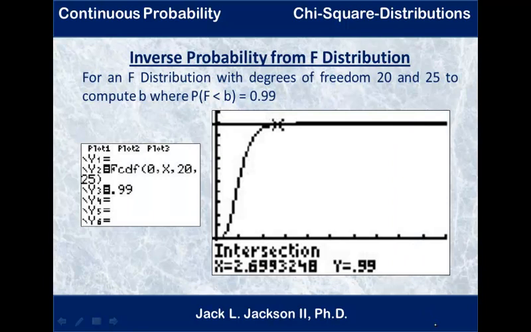Since we don't have an inverse probability function for an F distribution, when we have a problem where we want to find the F value, or X value, such that the probability that F is less than it is, say, 0.99, then we have to do it this way by graphing the FCDF with those 20 and 25 degrees of freedom. Graph a horizontal line at 0.99 and do the intersection. Of course, Y is 0.99. The X is 2.699.